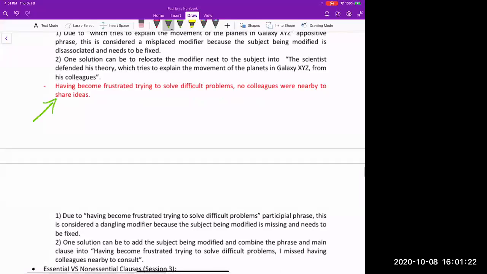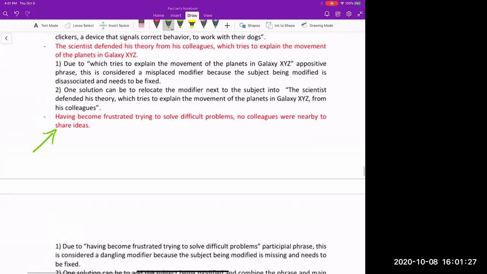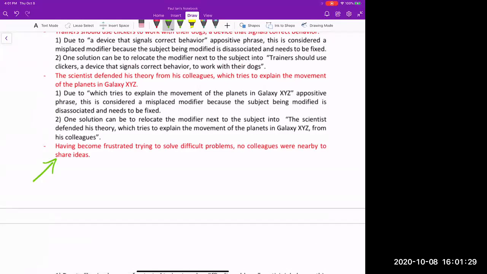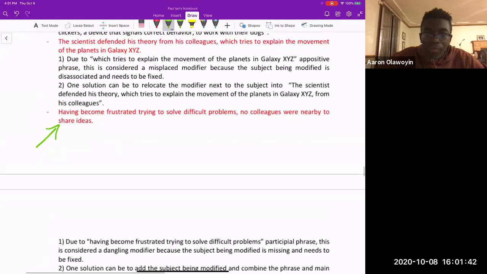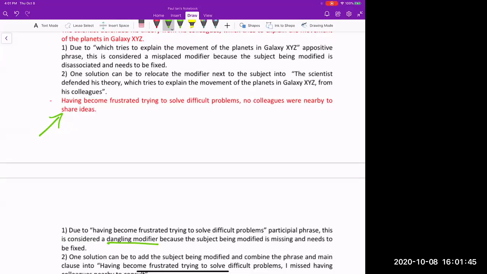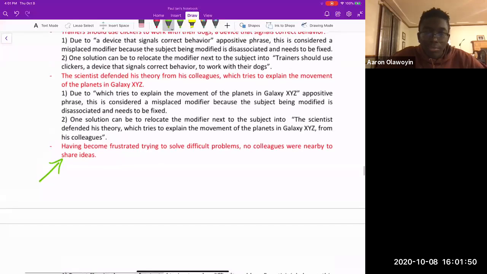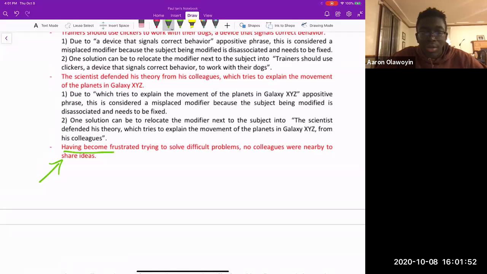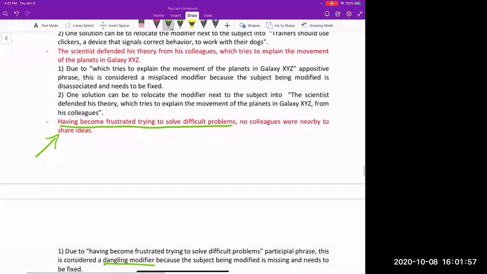Okay, let's do this last one for the dangling and misplaced ones. How do you correct this? Or what is it, first of all? Having become... dangling? Yeah. And then what's the modifier? Having become frustrated, trying to solve difficult problems. Okay, and then what is it that you need to add?